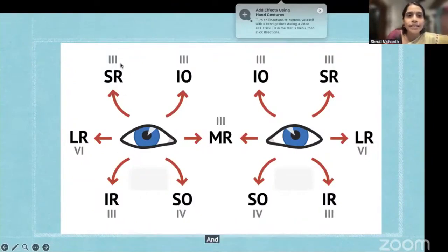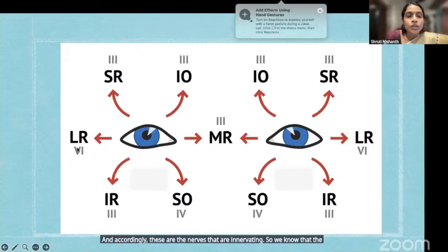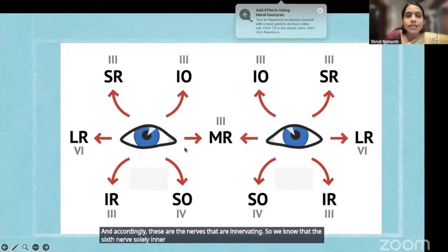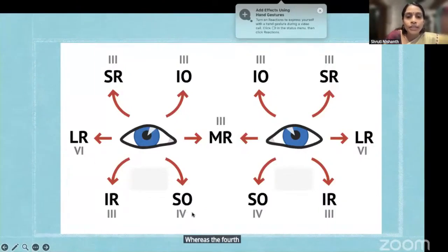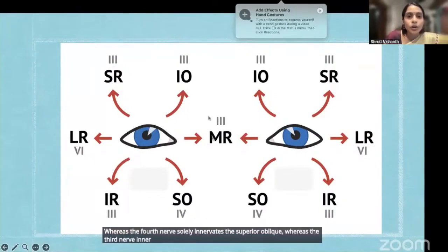And accordingly, these are the nerves that are innervating. We know that the sixth nerve solely innervates the lateral rectus, the fourth nerve solely innervates the superior oblique, and the third nerve innervates the rest of the ocular muscles. So this is just for revision.